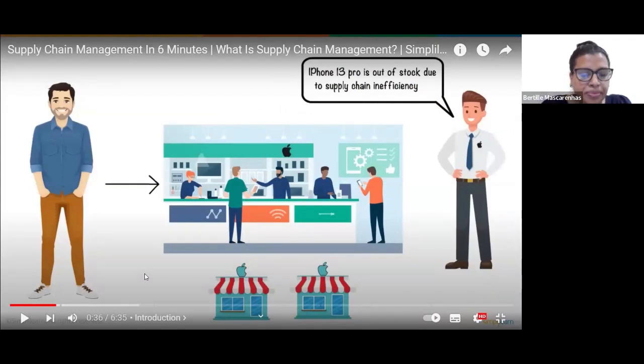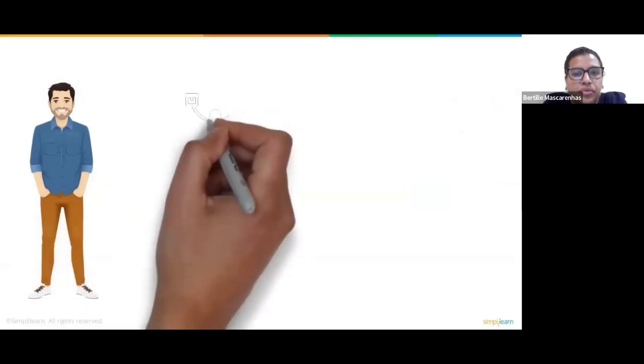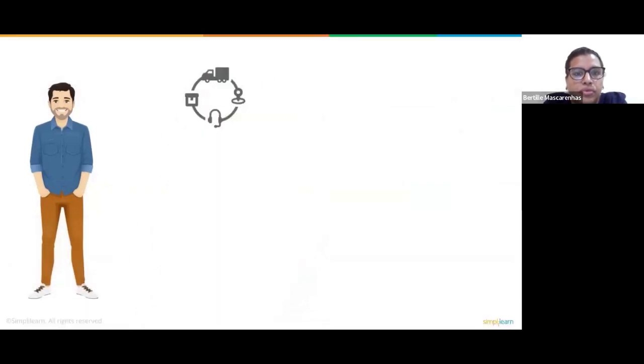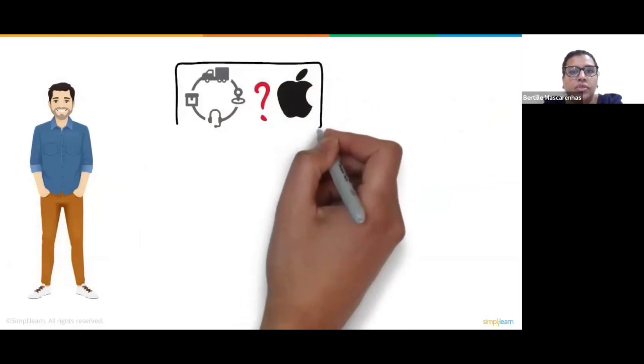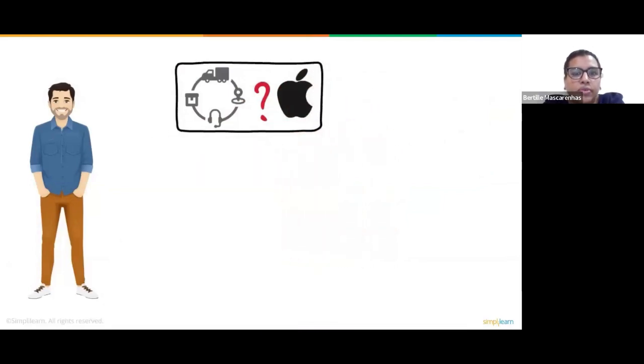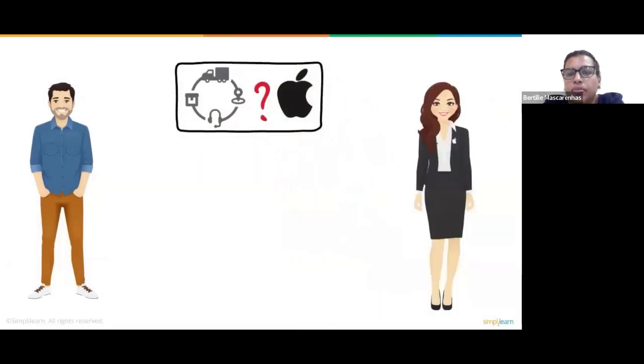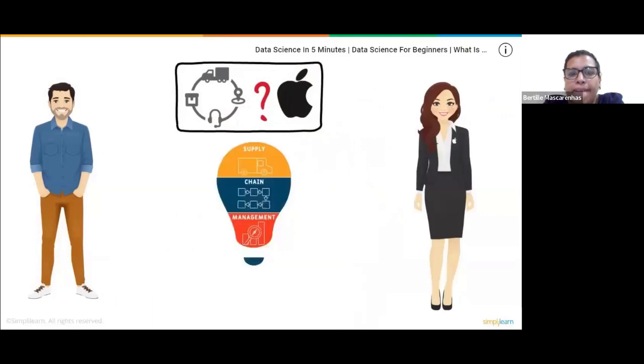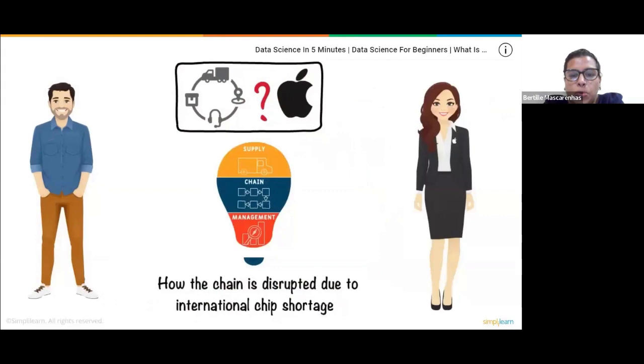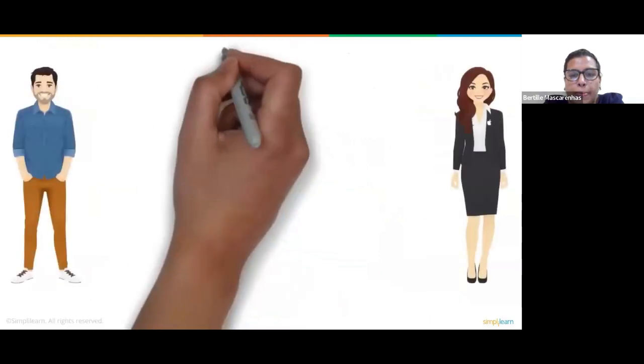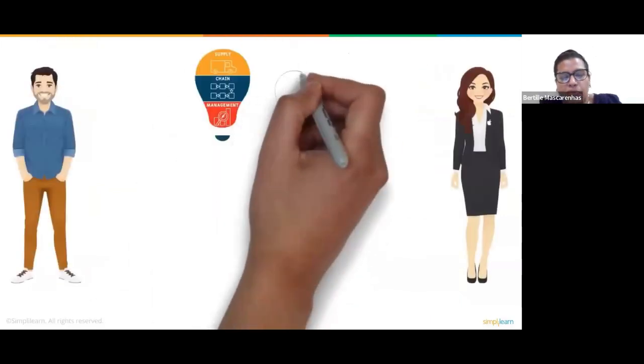Reseller, Alex received the same response. He then became intrigued about this term supply chain and how it affects the production of a big corporation like Apple Inc. Therefore, he began exploring this topic. He spoke with his friend Rachel, who works at Apple Inc. to learn about supply chain management and how the chain is disrupted due to international chip shortage. Rachel explained to him about supply chain management using Apple Inc.